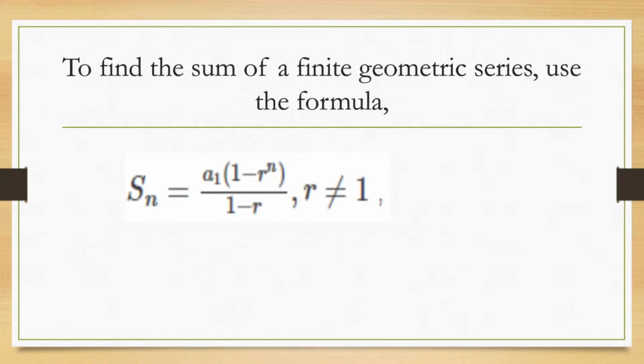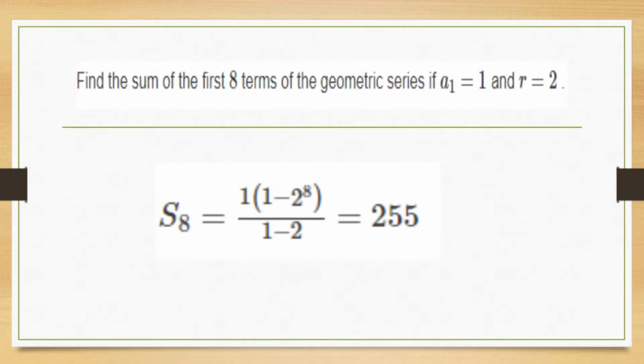S sub n equals a sub 1 times 1 minus r raised to the power of n over 1 minus r, where r is not equal to 1. So given this formula, we are going to substitute the given values a sub 1 equals 1, r equals 2, and find the 8 terms where n equals 8.